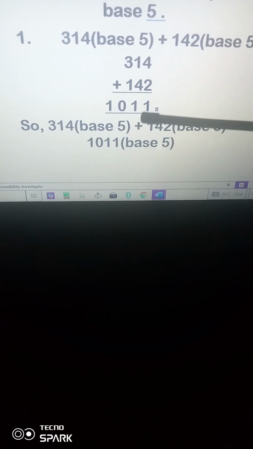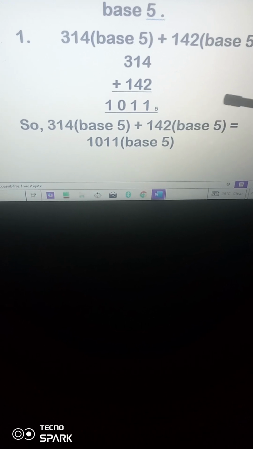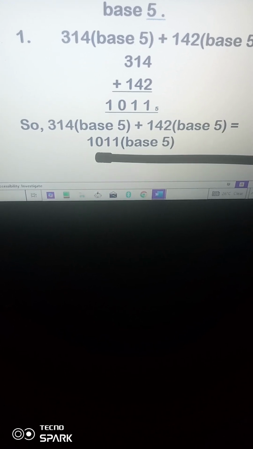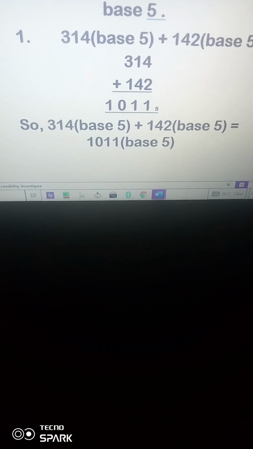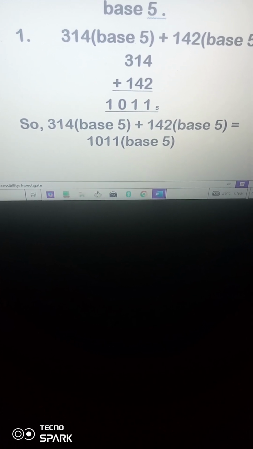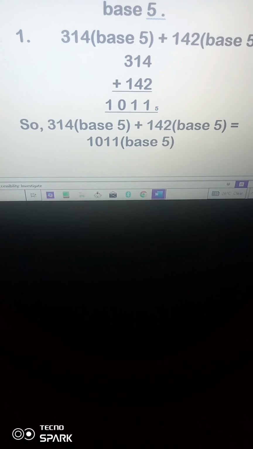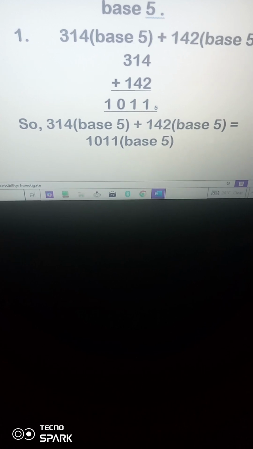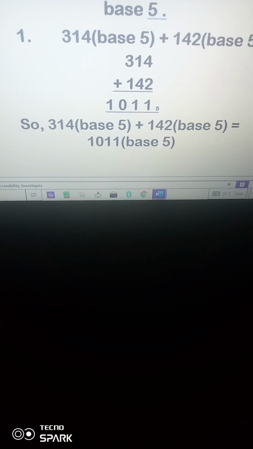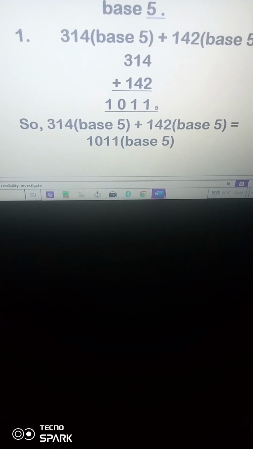So 314 base 5 plus 142 base 5 is equal to 1011 base 5. Did you want to copy? I give you just 2 seconds to copy what's on the screen. When you are done, we continue. Okay, let us go.